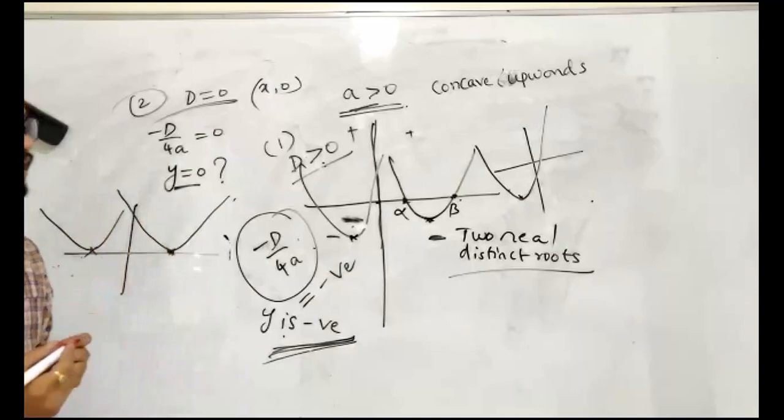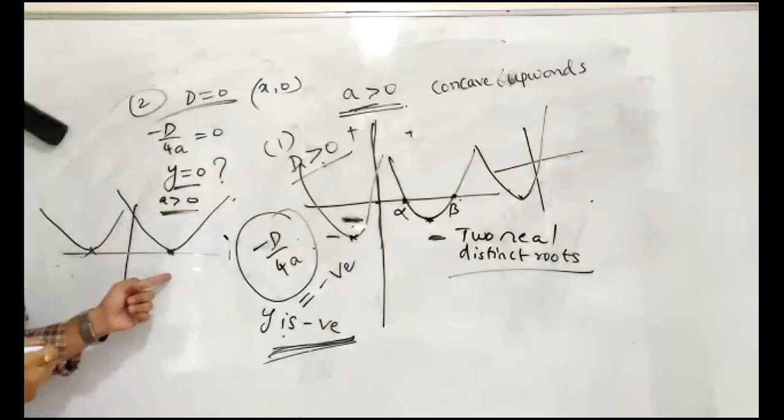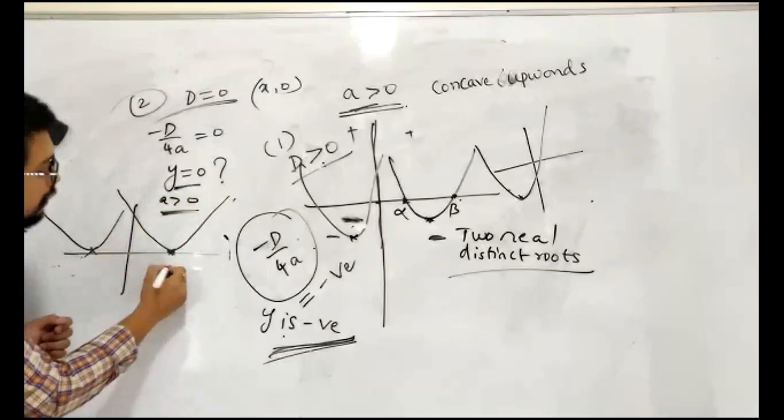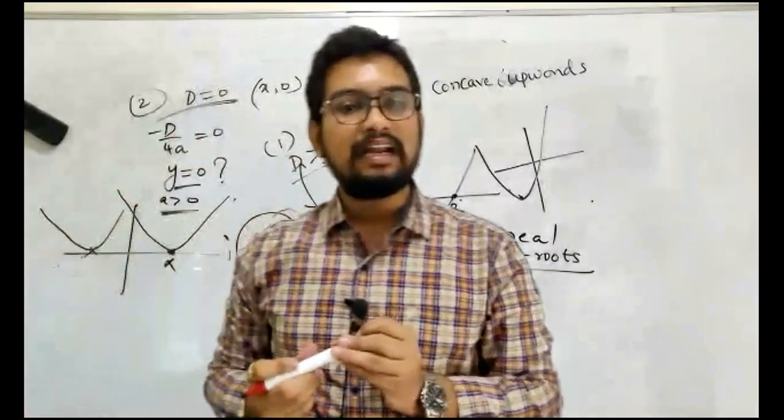When the vertex is situated on the x axis, you are getting a graph like this. This is for a greater than 0. Now here a root appears, let's say a root appearing like alpha.